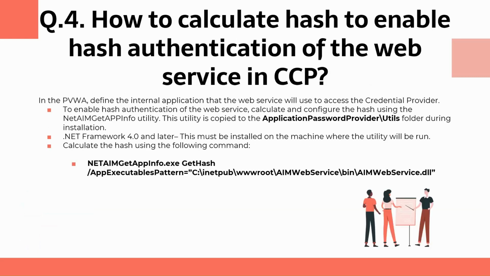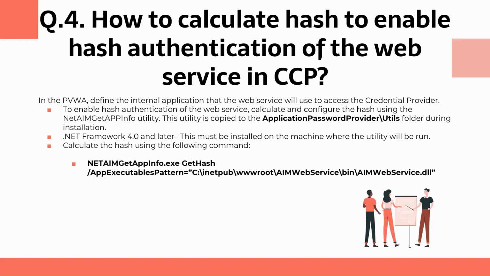Okay, moving to the next question. This is also important, and many times people ask me this question. How do you calculate the hash to enable hash authentication of the web service in CCP? So what is CCP? It's one of the AIM products. Previously we discussed the CP. Now this is the CCP, Central Credential Provider, and it works with the REST API or the SOAP protocol.